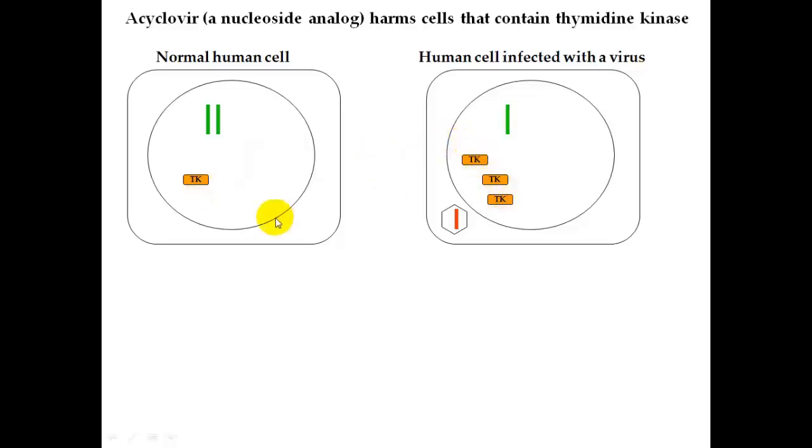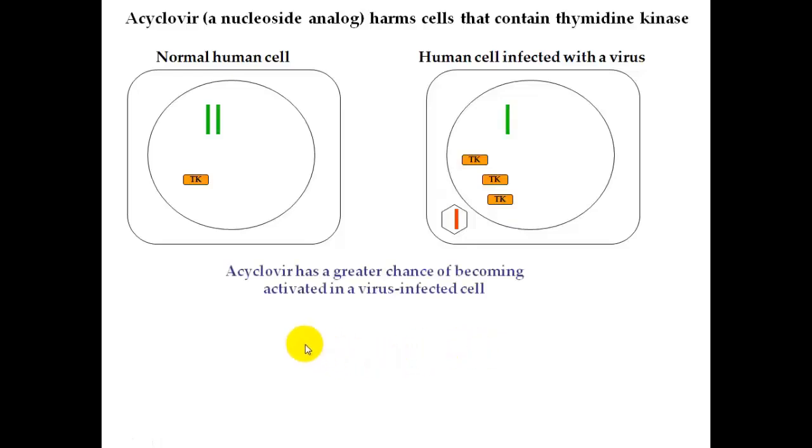Again, thymidine kinase is the enzyme that allows this drug, acyclovir, to become inserted into the growing chain. So basically, thymidine kinase is what activates acyclovir. Because there's a lot more of the enzyme in a virus-infected cell, there's a higher probability that acyclovir would become activated in this particular cell. So the point is this: acyclovir is selectively toxic because it has a greater chance of becoming activated in an infected cell. The reason why is because virus-infected cells, at least some viruses, cause their host cell to contain more thymidine kinase.